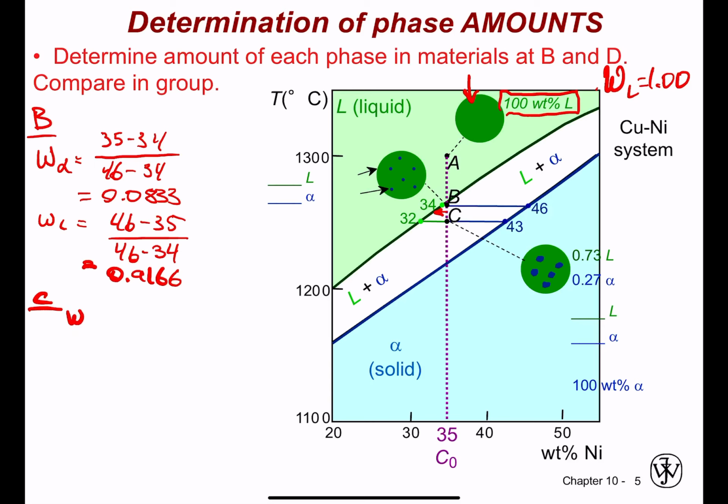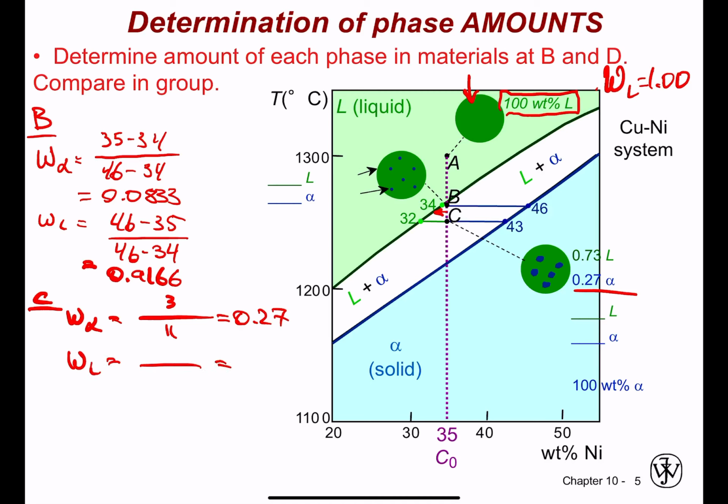Okay, for C, we'll have a similar approach but different answers. So this weight fraction is going to be, for alpha, 35 minus 32. That's going to be 3 over the full length now. So 43 minus 32 is 11. And in this case, that alpha corresponds to 3 divided by 11. And we've got the 0.27. You see it here.